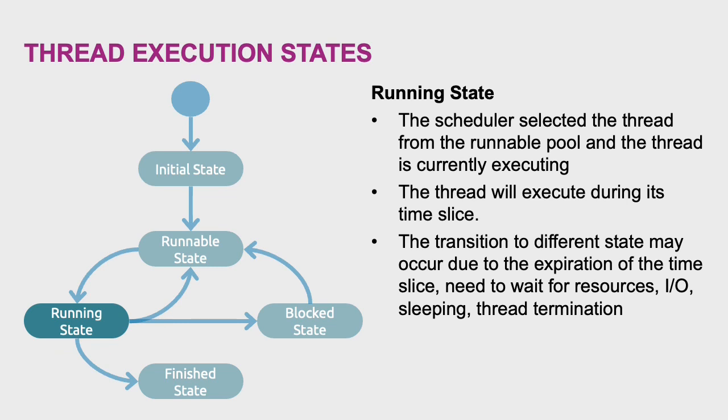When the operating system scheduler selects the thread among available ones to be executed, the thread moves from runnable state to running state. A thread in a running state is executing and is associated with a time slice. The time slice is a time where the thread is allowed to access the CPU and to use the CPU to progress in its execution.